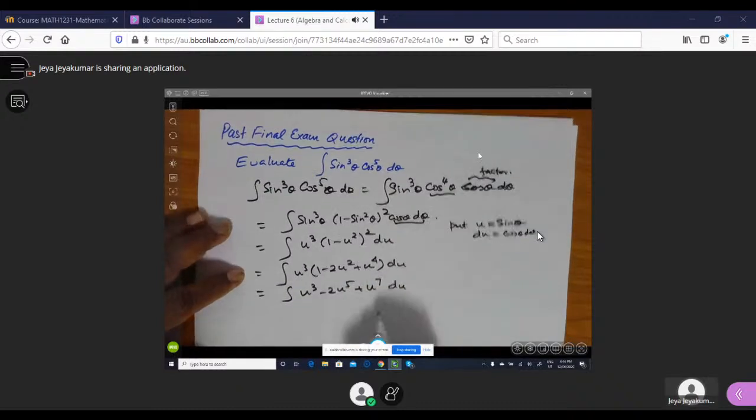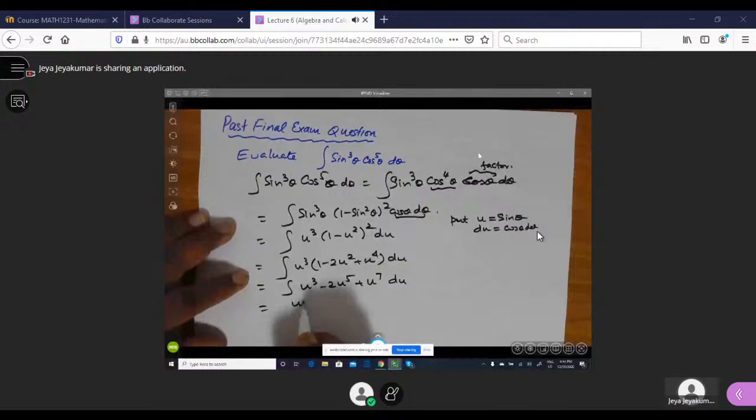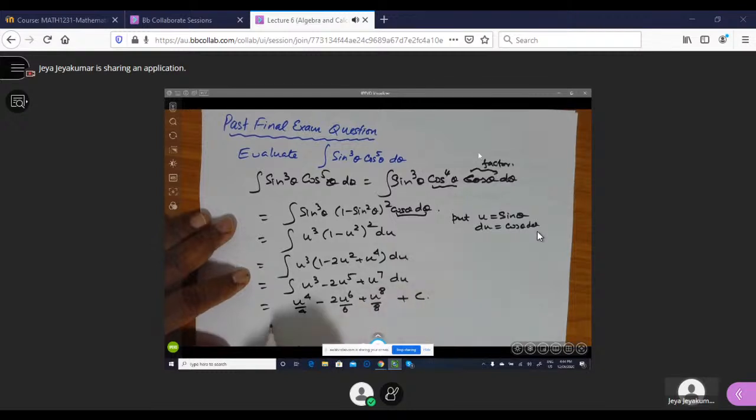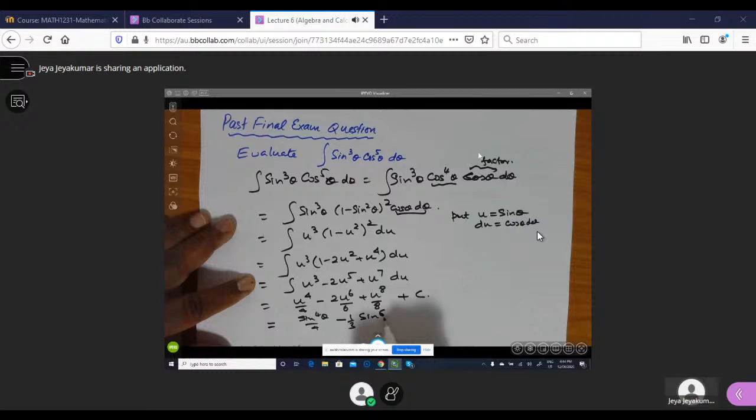Now you can integrate term by term. Easy. That gives you u to the power 4 over 4 minus 2 u to the power 6 over 6, plus u to the 8 over 8, plus a constant of integration. You will learn by doing various examples which one is easier. Then you substitute back, u equals sine theta: sine to the 4 theta over 4, minus 1 third sine to the 6 theta, plus sine to the 8 theta over 8, plus C.